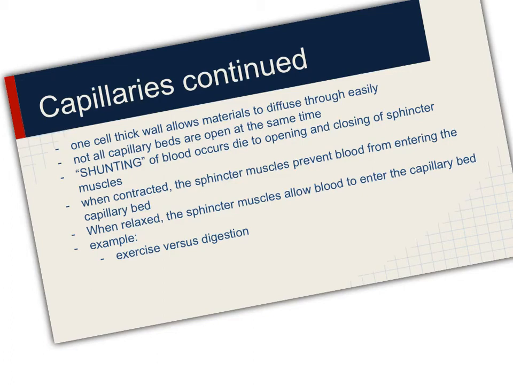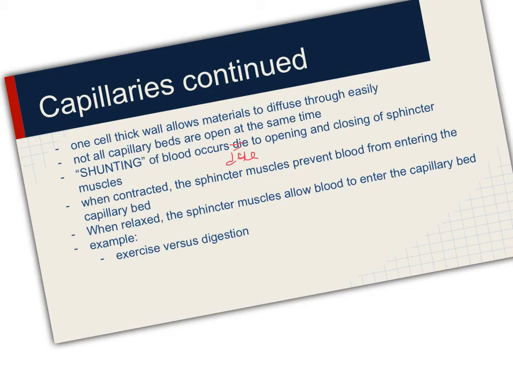Not all capillary beds are open at the same time. Shunting of blood occurs due to opening and closing of sphincter muscles. When contracted, the sphincter muscles prevent blood from entering the capillary bed. When relaxed, the sphincter muscle allows blood to enter the capillary bed. An example would be exercise versus digestion.